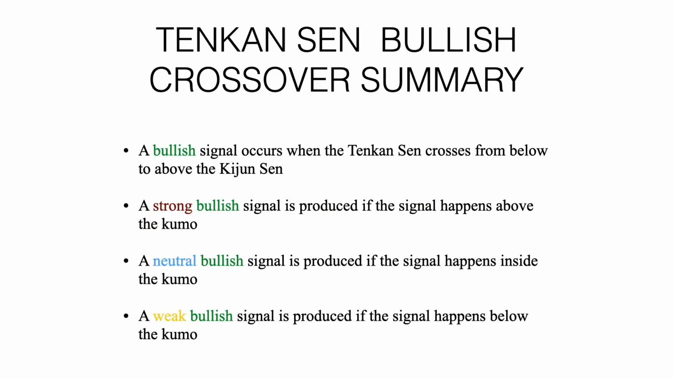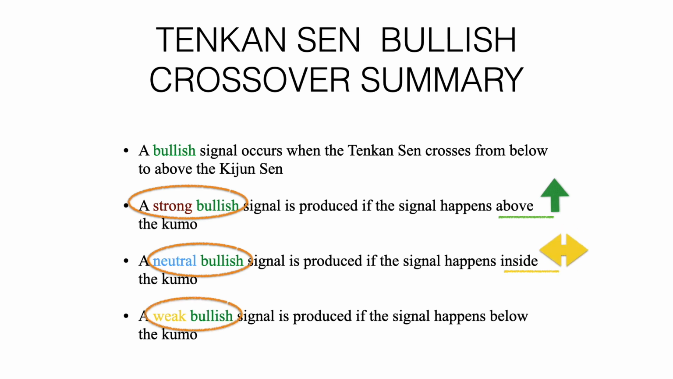To summarize our lesson on Tenkan-sen bullish crossovers, a bullish signal occurs when the Tenkan-sen crosses from below to above the Kijunsen. A strong bullish signal is produced if the signal happens above the Kumo. A neutral bullish signal is produced if the signal happens inside the Kumo. A weak bullish signal is produced if the signal happens below the Kumo.